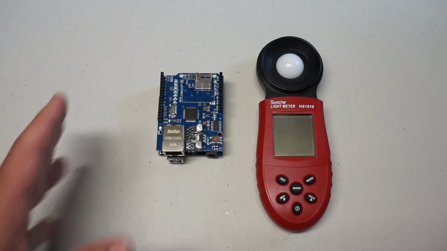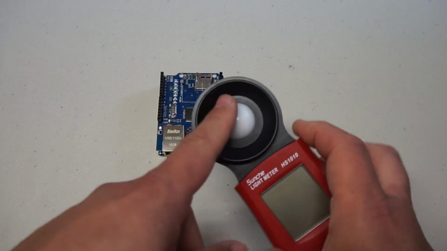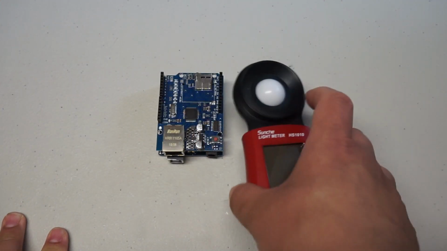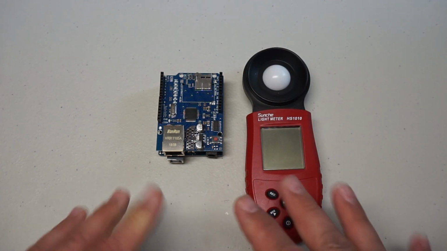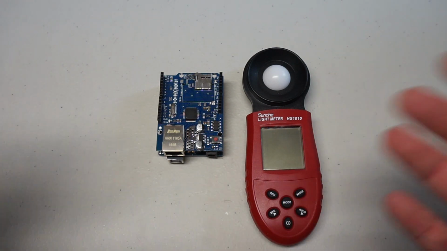What do you need? Well, the only other thing you really need is this. It's called an LDR, a light-dependent resistor. That's what's probably in here. It could also be a photodiode. I don't know. It doesn't really matter. Actually, it's most likely a photodiode. But the point is, you need a sensor that changes its output depending on the amount of light.